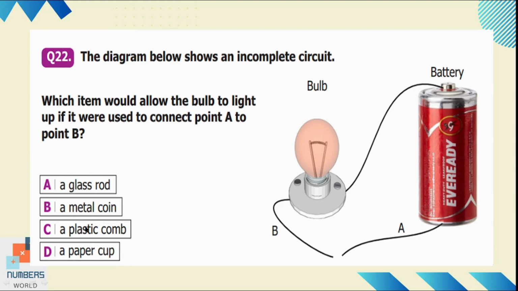So glass, plastic and paper are electric insulators. Like electricity cannot pass through them. So we will use a metal coin in the center of the wires, as metal is an electric conductor. So electricity can easily pass through it and light up the bulb. So option B is the correct option.